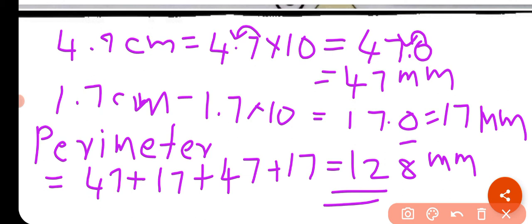So children, first measure each length using your ruler. Then you will get the length in centimeter. Then you change each length into millimeter. Multiply by 10. Because 1 centimeter is equal to 10 millimeter.